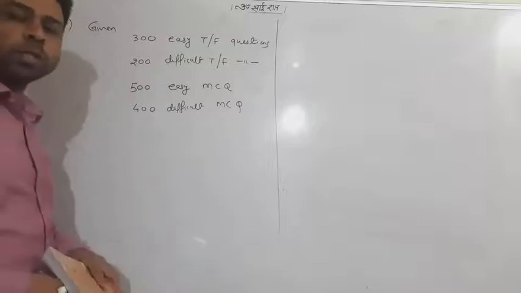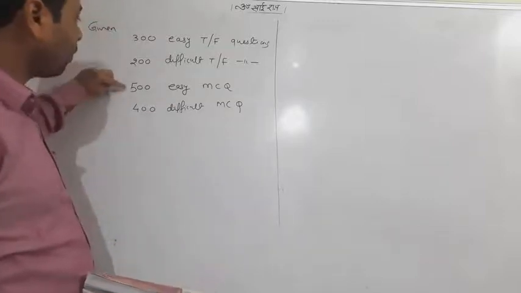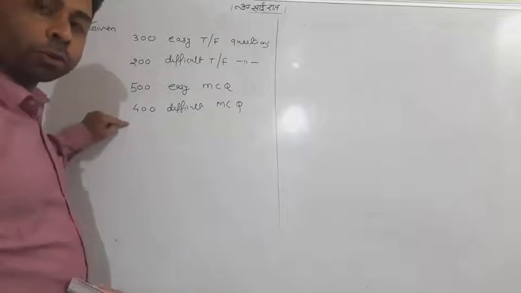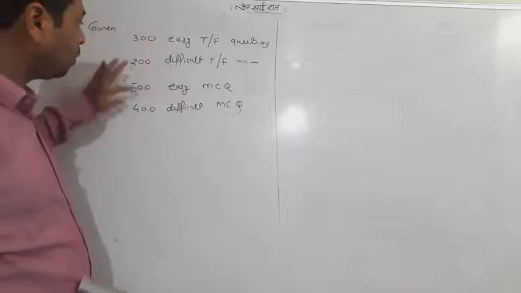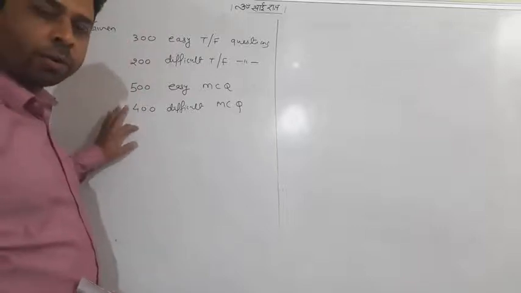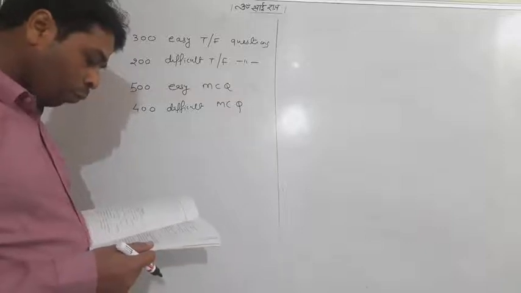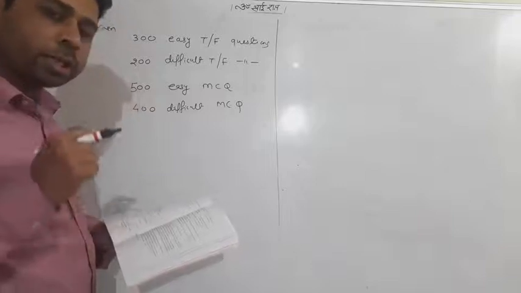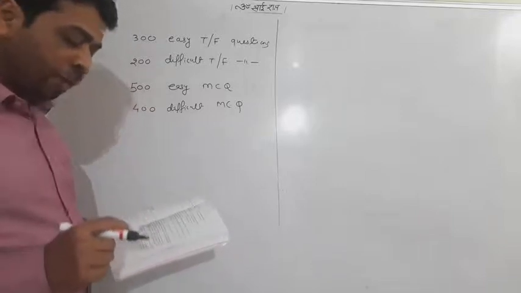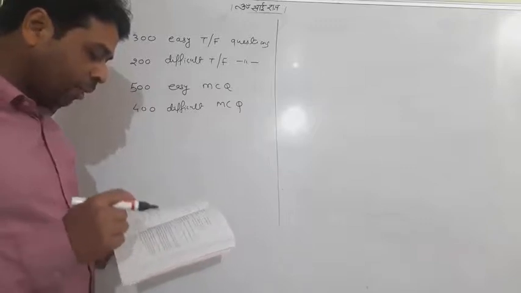If you focus on the initial criteria, the number of questions is 300, 200, 500, 400, so 1400 questions there are: 300 easy true false questions, 200 difficult true false questions, 500 easy MCQs and 400 difficult MCQs. Now the question says, if a question is selected out of these questions, what is the probability that it will be an easy question when it is given that it is a multiple choice question?